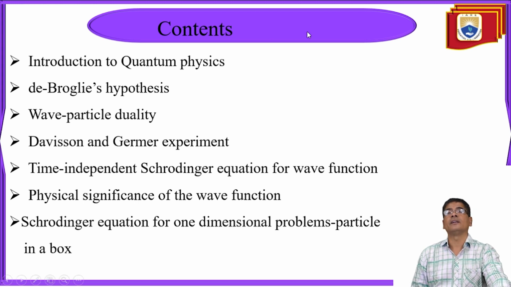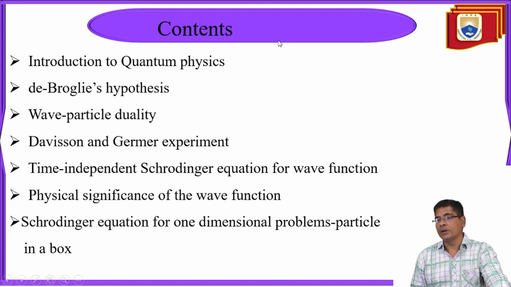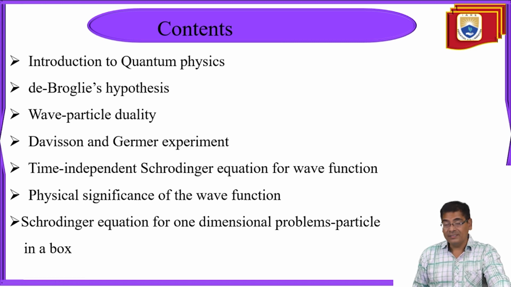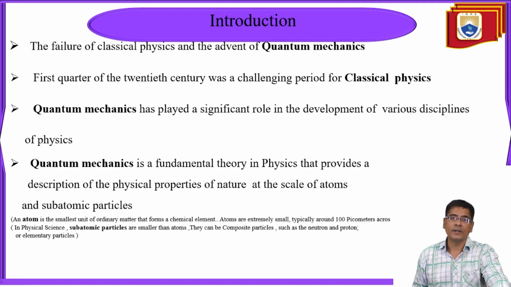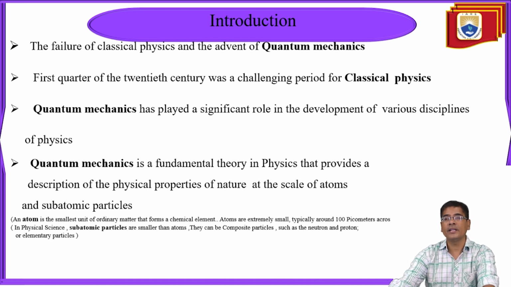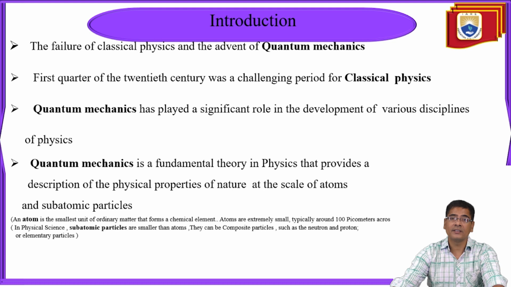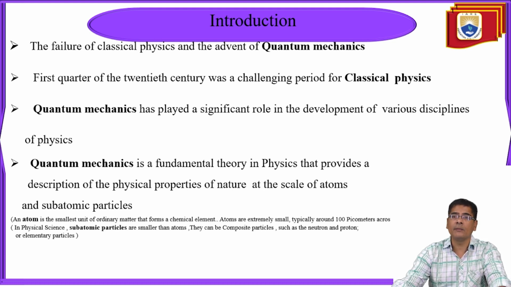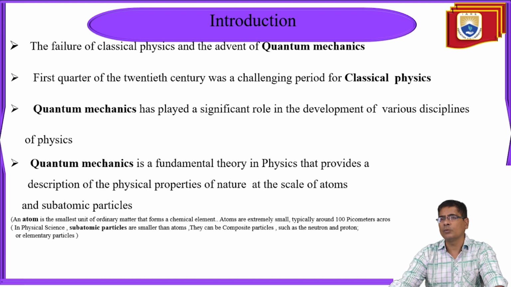In the first part, the introduction to quantum physics, we need to understand the basic reasons for the failure of classical physics and the existence of quantum physics. So the introduction is the failure of classical physics and the advent of quantum mechanics. That means classical mechanics failed at a certain extent. At certain regions or parts classical physics failed, and that gave rise to the existence of quantum physics.